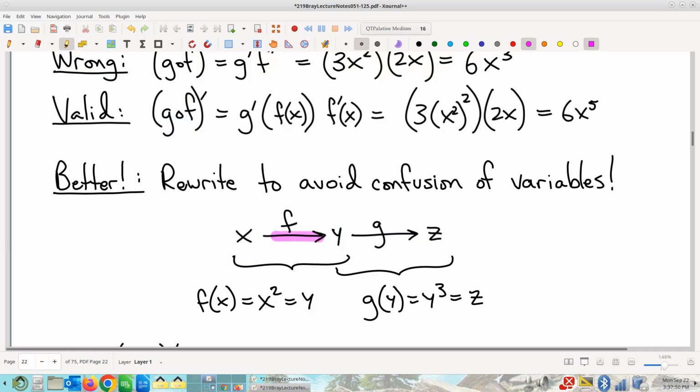Whatever comes out of f can't be called x. I can't have x being both the input and the output from f. That's insane. They're different things. You can't give the same name to different things. But whatever comes out of f also has to be what goes into g.